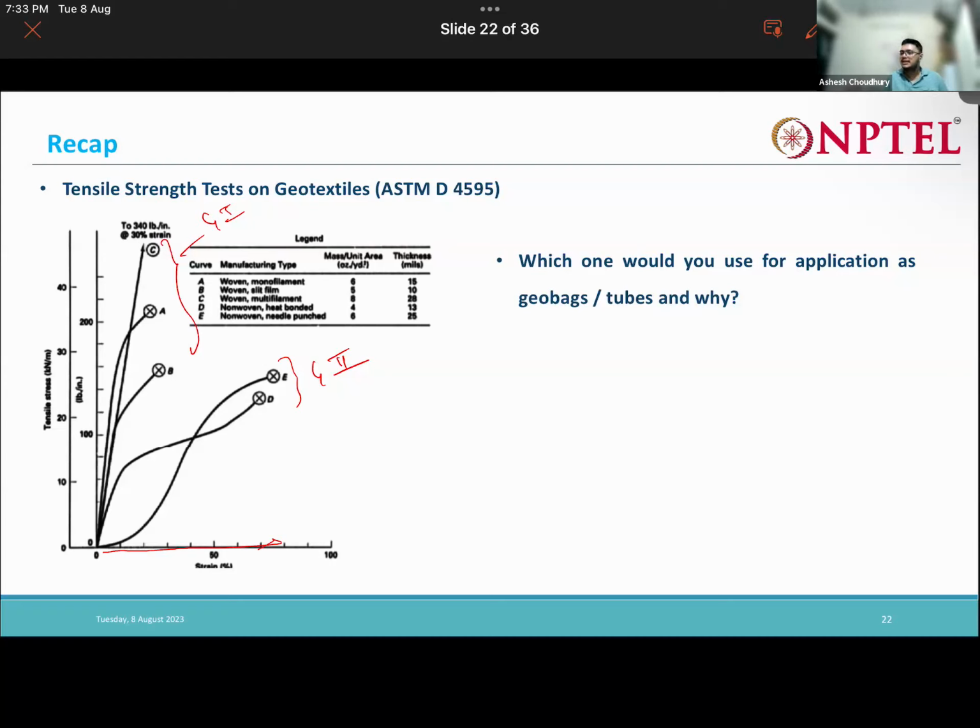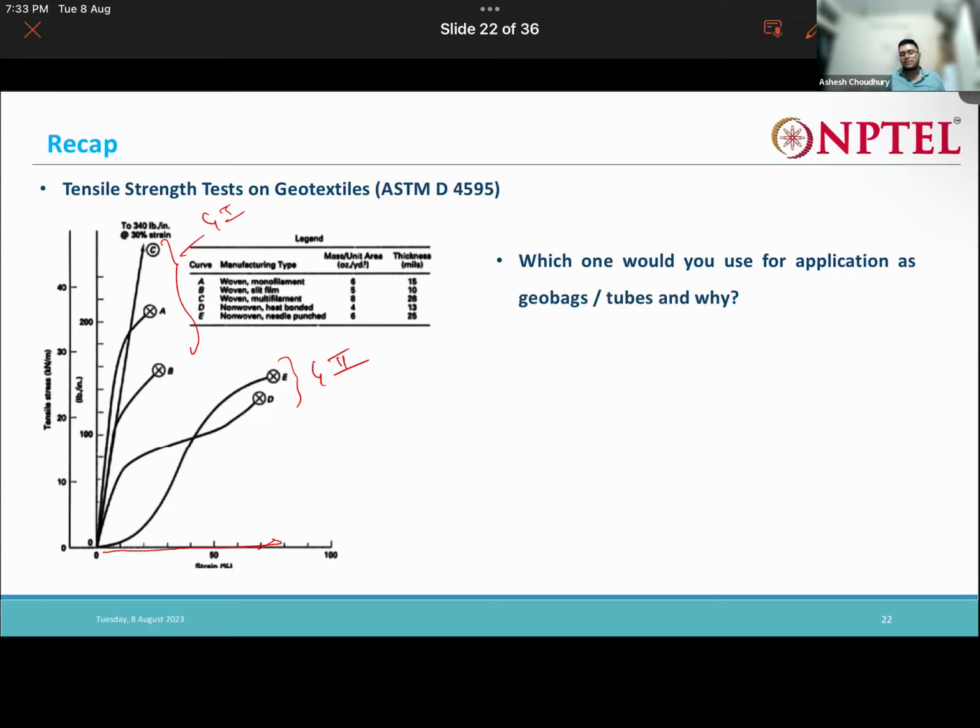So for the use of geotextile tubes, for shoreline protection, we should use this group 2 type of geotextile. It is this DNE, non-woven heat-bond, non-woven heat-response. Okay, either of these, because they are not brittle. They can undergo large strain before failure, before rupturing. Large amount of strain before rupture. Okay.